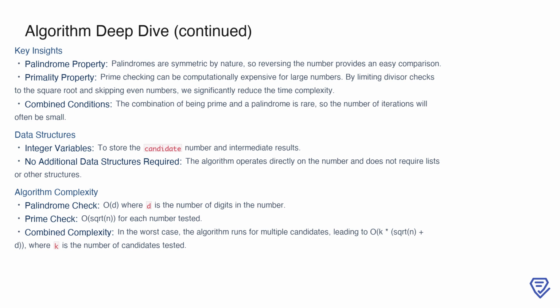When it comes to implementation, we don't need any additional data structures. The entire algorithm operates directly on the candidate number using simple integer variables to store intermediate results. As for complexity, the palindrome check has a time complexity of O(d), where d is the number of digits in the number. The prime check takes O(sqrt(n)) for each number tested. When we consider the worst case, where the algorithm tests multiple candidates, the overall complexity is O(k * (sqrt(n) + d)), where k is the number of candidates tested. This gives us a clear understanding of the trade-offs involved and highlights areas where further optimizations could be applied if needed.